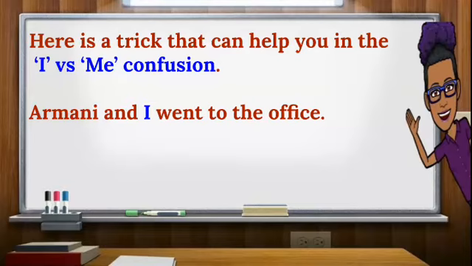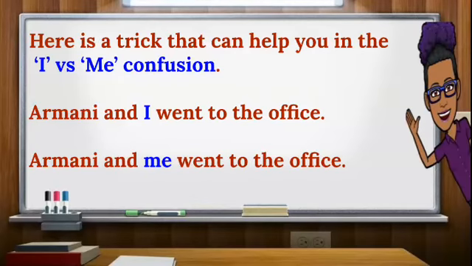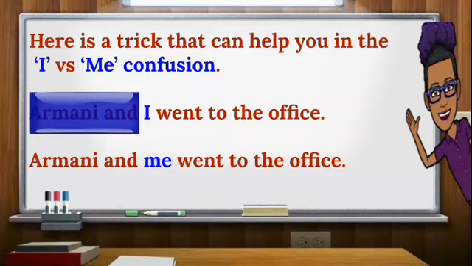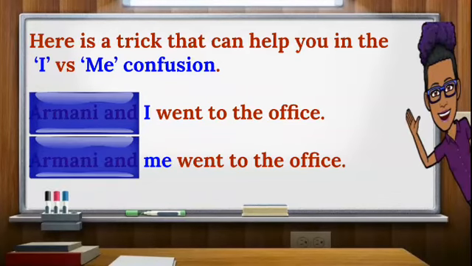Now, "Amani and I went to the office." And here we have "Amani and me went to the office." So let's see what the trick is to determine which sentence is correct. I like using a strip of paper and blocking out the name of the person and the word "and" that accompanies the I. So I blocked off Amani and the word "and" in the first sentence. I'm going to do the same with the second sentence.